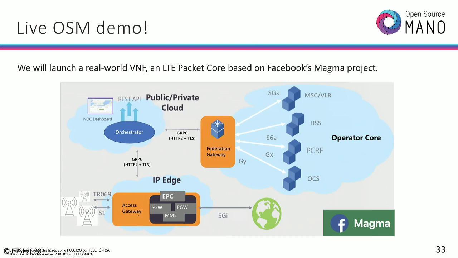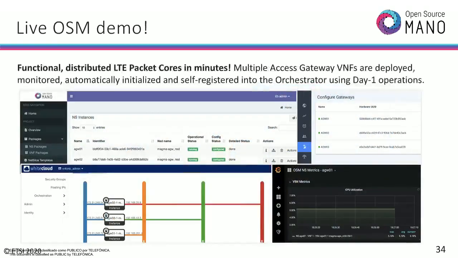At the end, what we would like to show is that in this particular demo, you can get distributed LTE packet cores in minutes, already monitored, automatically initialized, configured, and registered into the orchestrator, using, of course, the automation features of OSM. So let's go to that.